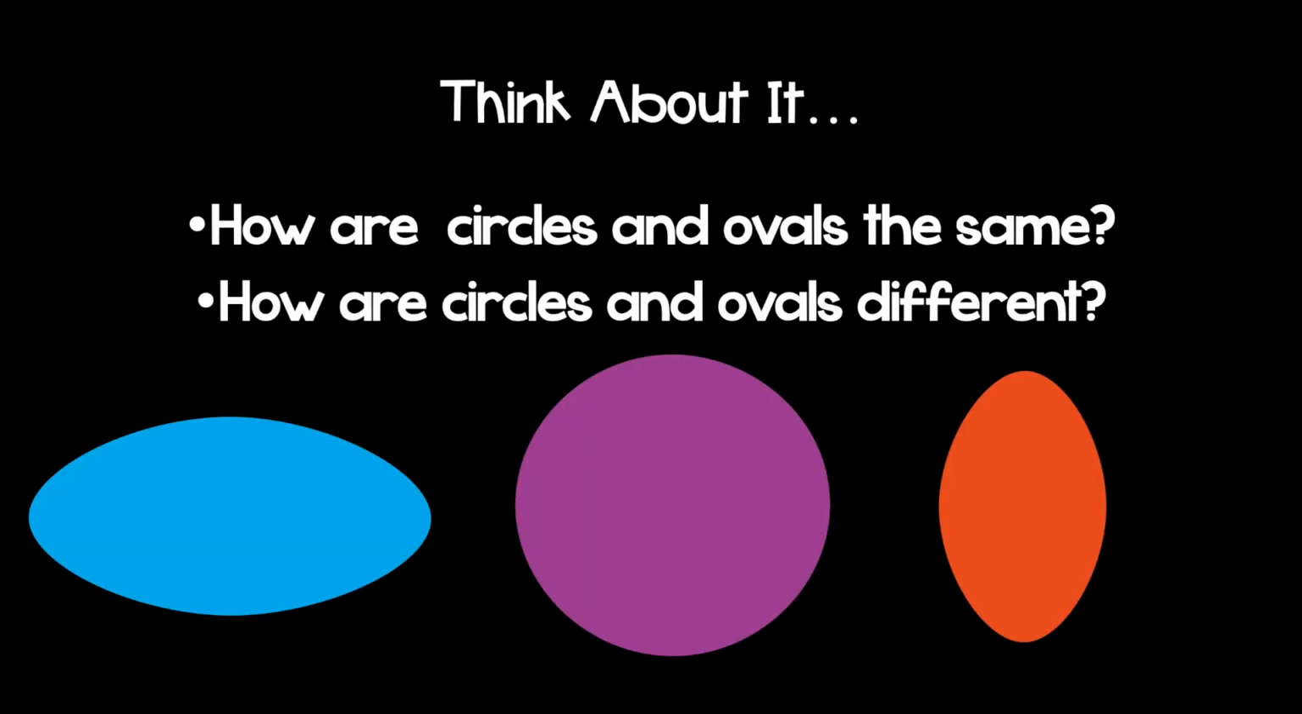Now, boys and girls, I want you to take some time and think about it. How are the circles and ovals the same? If you think circles and ovals are the same because they are both curved and they have no sides or corners, then you are correct. How are circles and ovals different? If you think circles and ovals are different because ovals are long and look like an egg, then you are right on the money using your thinking brain this morning.